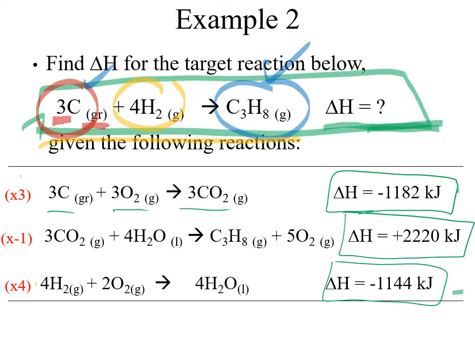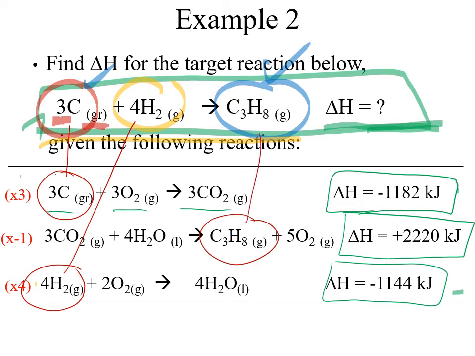Now, if I look, I've got the right amount of carbon, so that matches up. I've got the right amount of hydrogens, that matches up. And I've got my propane, so that matches up. So I have everything I need. I also want to check to make sure that the other species, because they're not in my target reaction, are going to cancel out. So I can take a look and make sure that's going to happen.